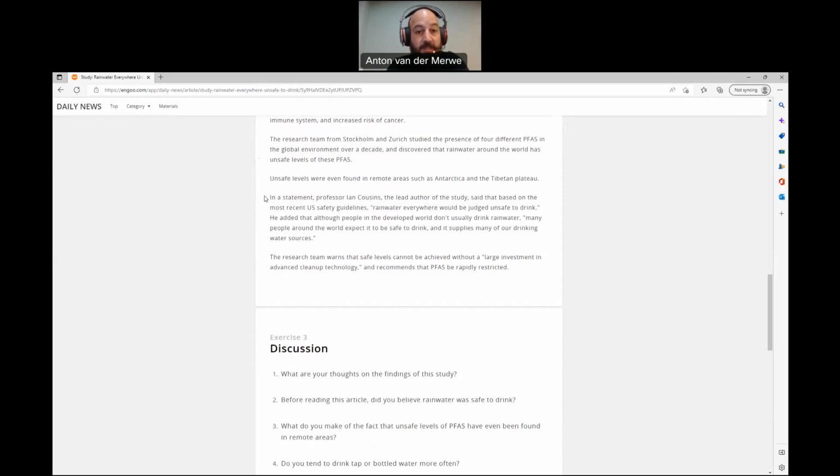In a statement, Professor Ian Cousins, the lead author of the study, said that based on the most recent US safety guidelines, rainwater everywhere would be judged unsafe to drink. He added that although people in the developed world don't usually drink rainwater, many people around the world expect it to be safe to drink, and it supplies many of our drinking water sources. The research team warns that safe levels cannot be achieved without a large investment in advanced cleanup technology and recommends that PFAS be rapidly restricted.